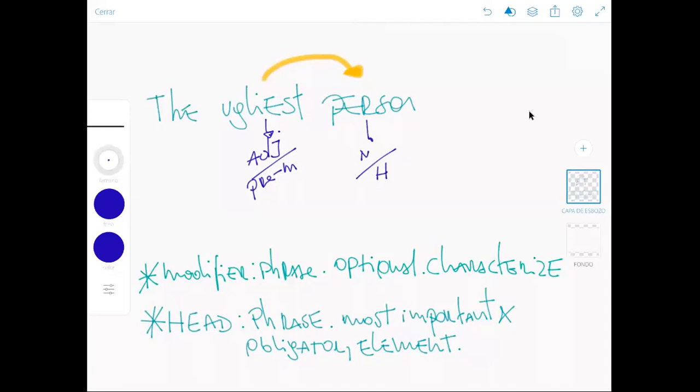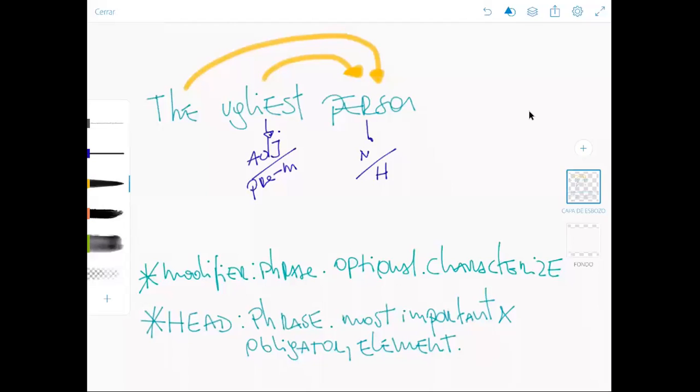Then I have the, right? And as you can see, the is also providing information about person. It is not any person, it is one specific person that is in focus. That is to say, we're talking about that specific individual. For our analysis then, it is also modifying person. So as it is before the head, it is called pre-modifier. Now, the is a determiner, right?